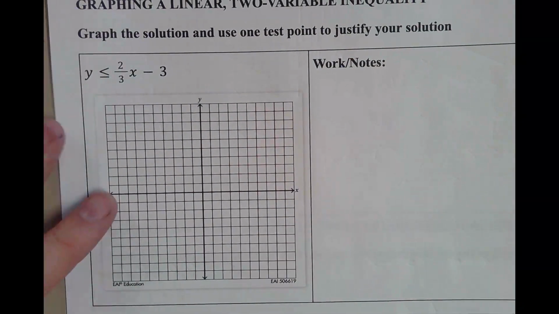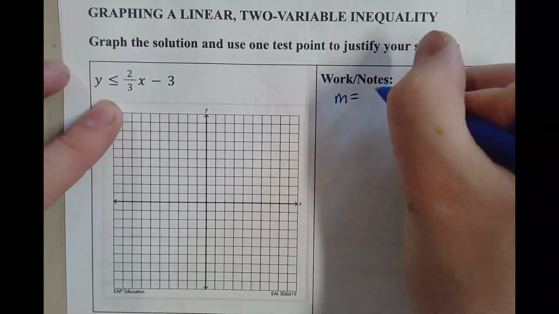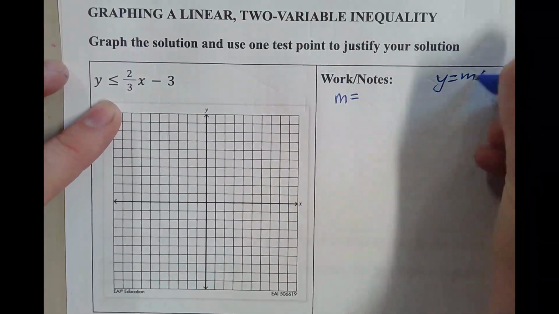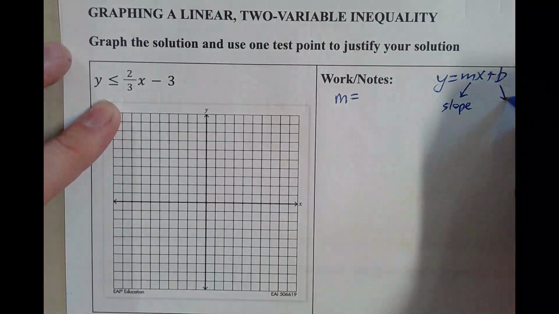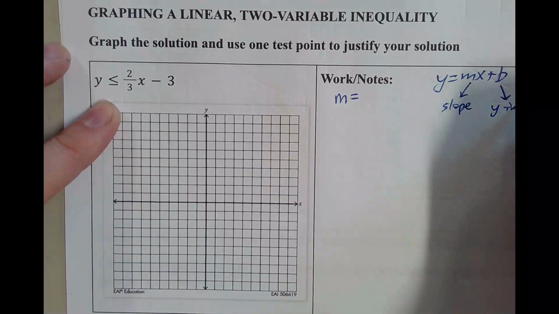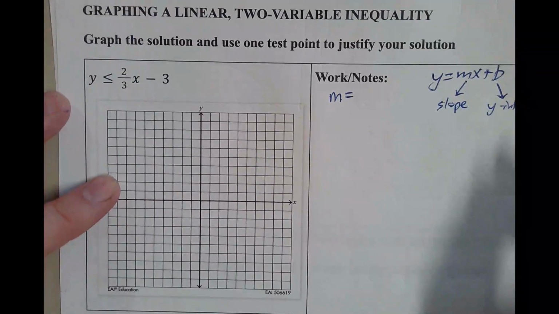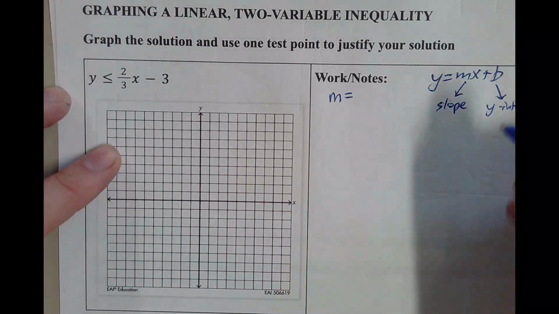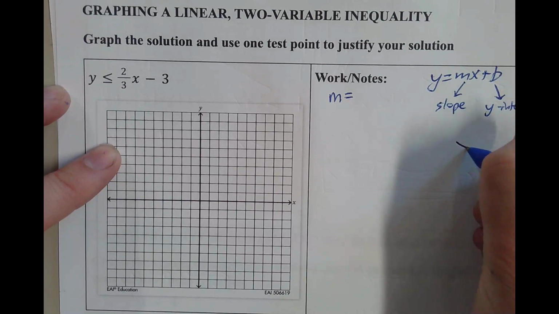Here's this one. All right, for these problems, remember, we've been practicing them. We have y equals mx plus b, where m is the slope and b is the y-intercept. Okay, but we also have some additional notes. If it's going to be, well, there's 4 different types of symbols.